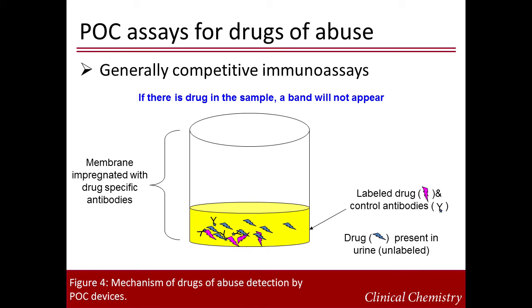Here we have a case that there is drug present in the urine. The unlabeled drug will be in a molar excess to the labeled drug and will therefore saturate all of the solid phase antibody. No band will form.